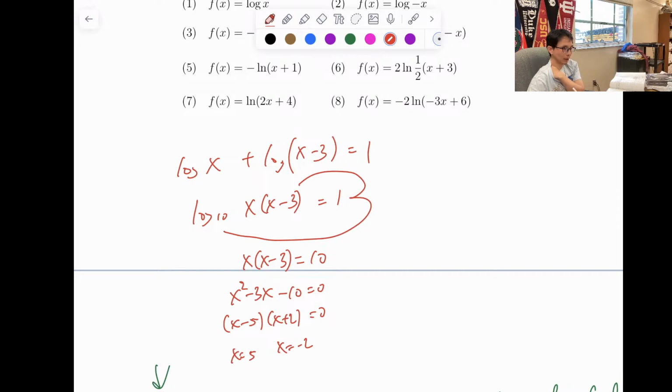However, -2 is extraneous. Daryl, you did yesterday that this is extraneous because you cannot take the log of a negative number. If I say log of -2 minus 3, that's equal to log of -5. This is not possible. This is extraneous. Does that make sense?